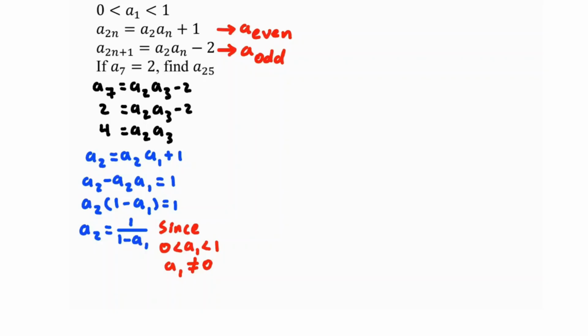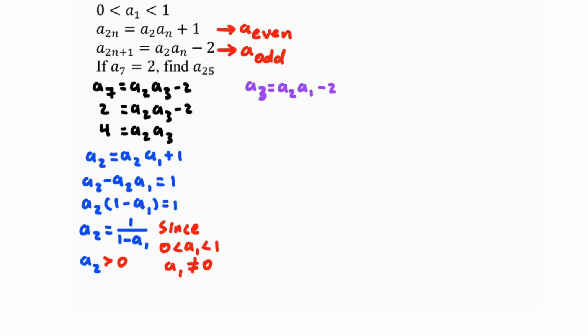Also, since a sub 1 is between 0 and 1, then 1 minus a sub 1 is going to be a positive number, and 1 over a positive number is a positive number. So we know a sub 2 must be a positive number. And now we need a sub 3. Since the subscript is odd, a sub 3 is going to be equal to a sub 2 times a sub 1 minus 2.